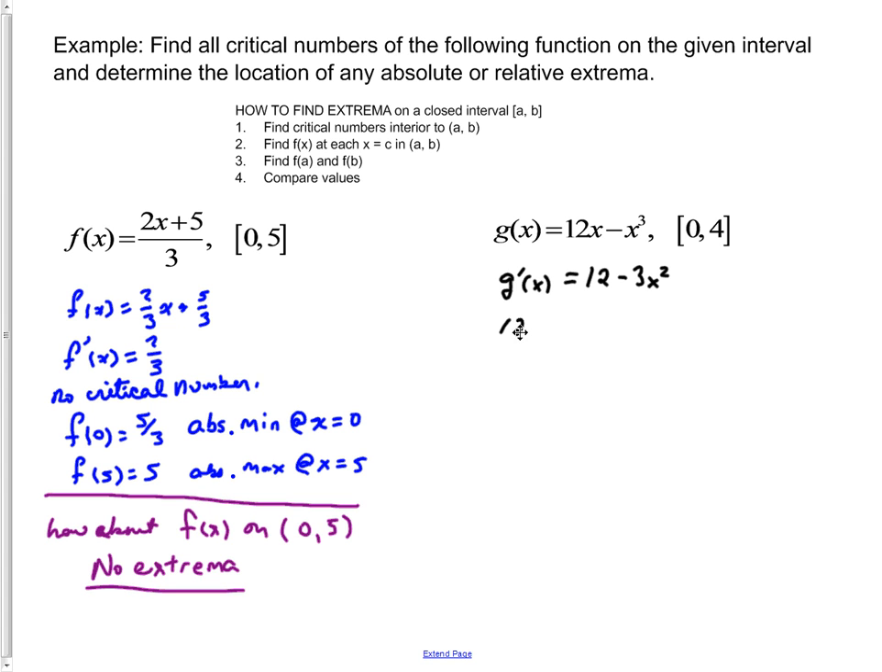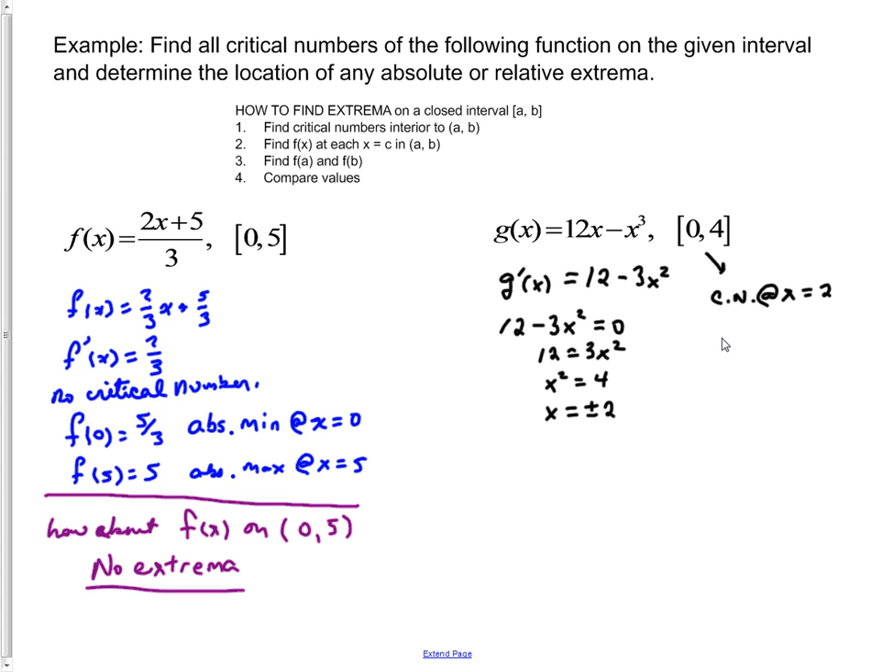So let's set our derivative equal to 0 and see if we can find any points where that occurs. There are no points where the derivative is undefined in this case. Doing that gives us 12 is equal to 3x squared, or stated another way, x squared is equal to 4. And so our values here are going to be x equals plus or minus 2. Well, on the interval from 0 to 4, our critical number is going to occur only at x equals 2. We ignore negative 2 because it's not in the interval.